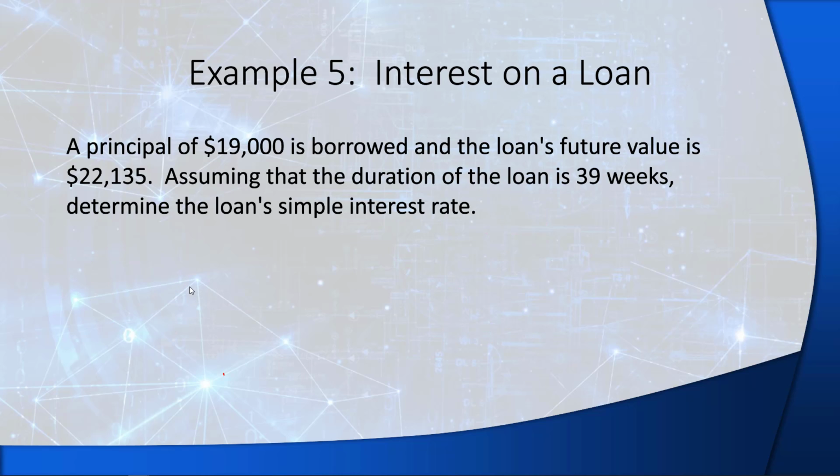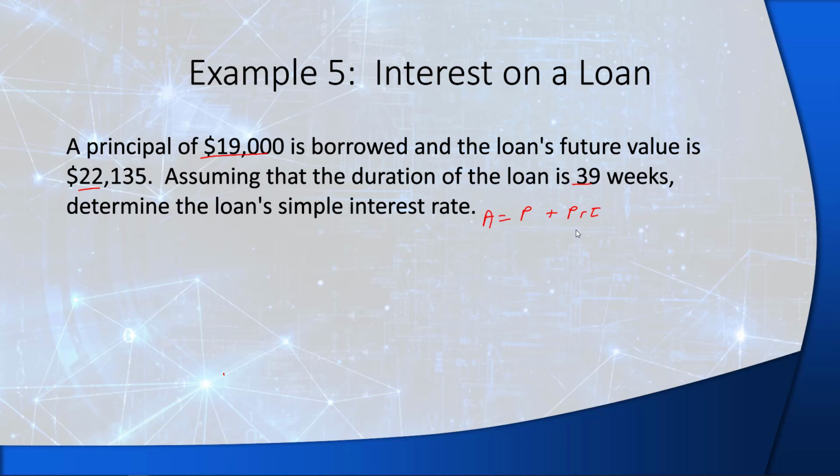For this example, we want to determine the simple interest rate on a particular loan. Now for this one, we have a principal of $19,000 is borrowed, and the loan's future value is $22,135. The duration of the loan is 39 weeks, and we want to determine the loan's simple interest rate. So the equation, once again, is going to be A is equal to P plus PRT.